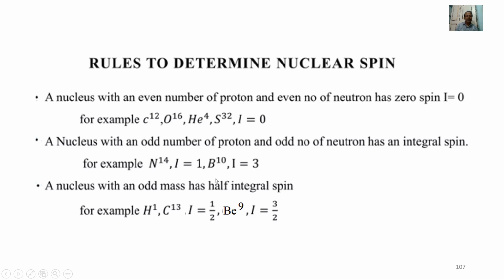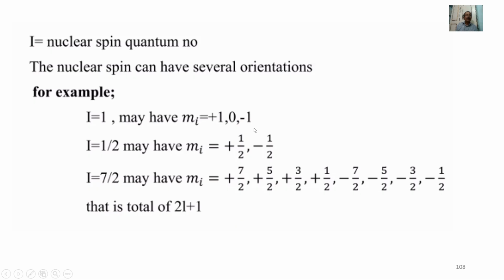C13 is the isotope of carbon 12, which is nothing but 6 plus 7, so an odd number of neutrons, which will have the nuclear spin as 1 by 2. Here I is the nuclear spin quantum number.